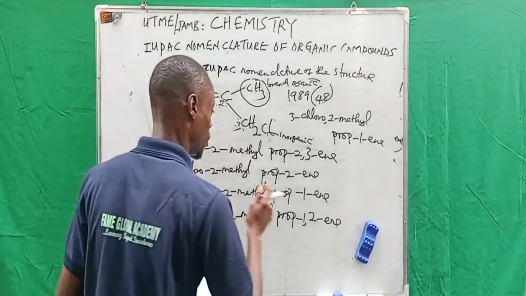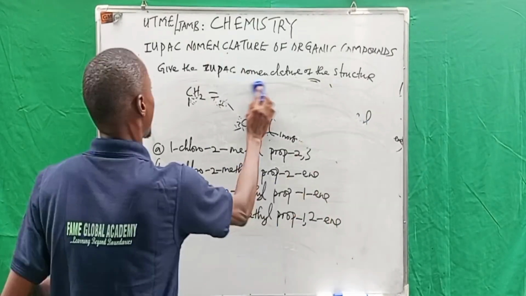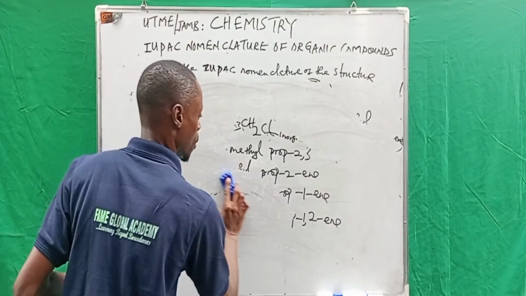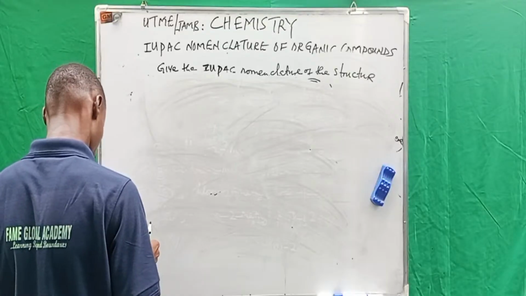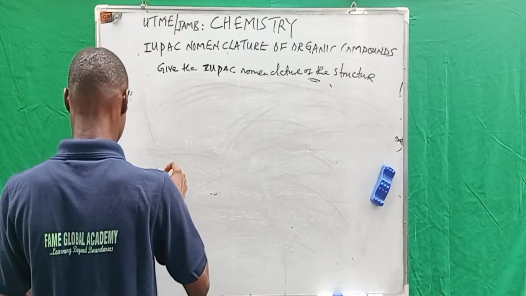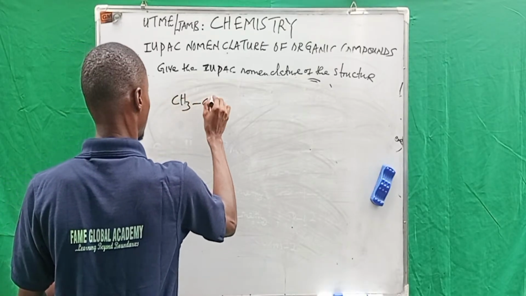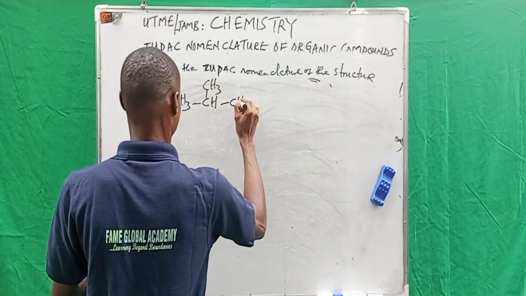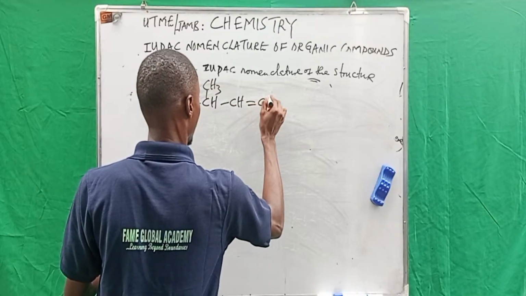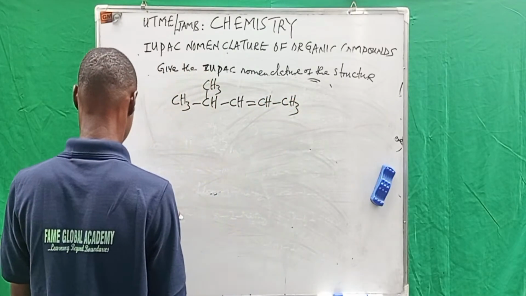So take yet another structure. I have CH3, CH. Let's take a look at this.